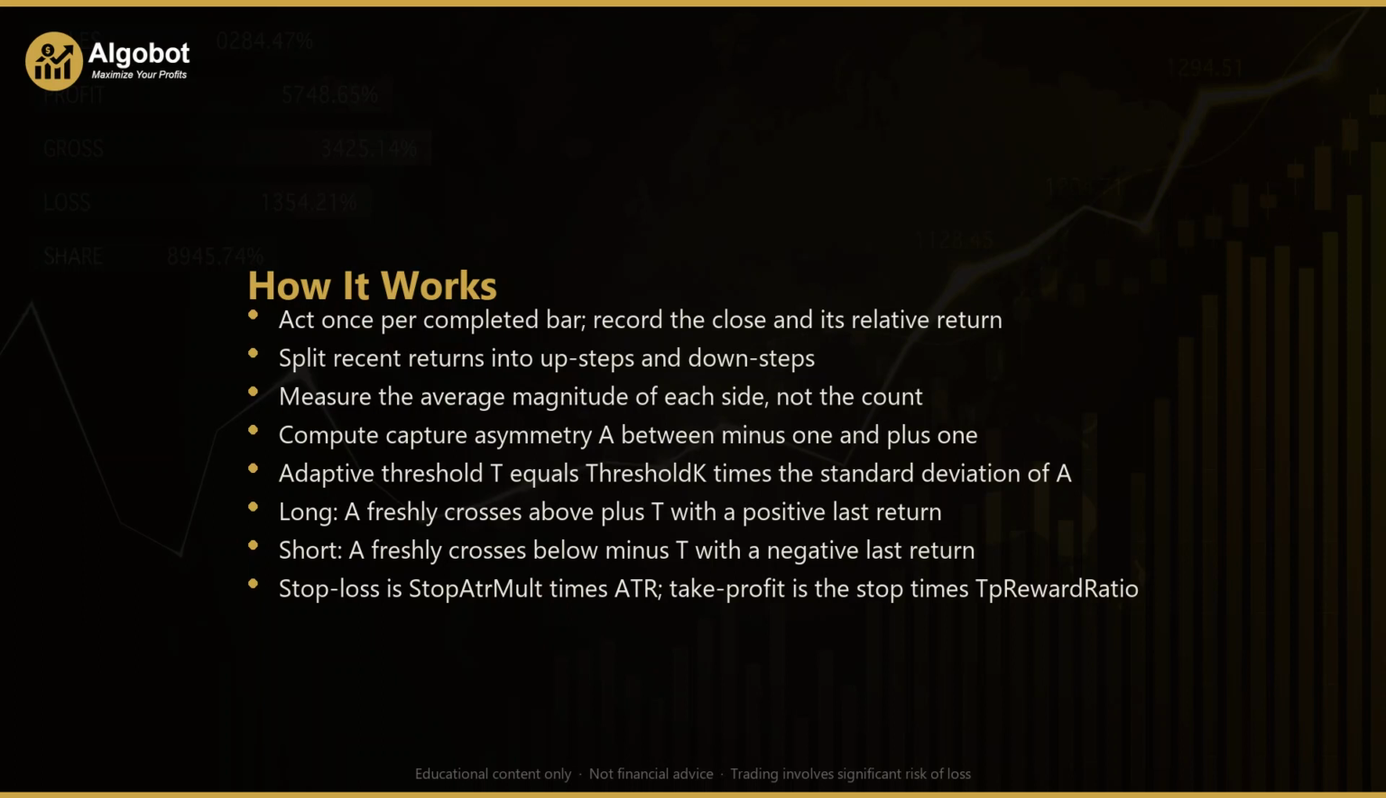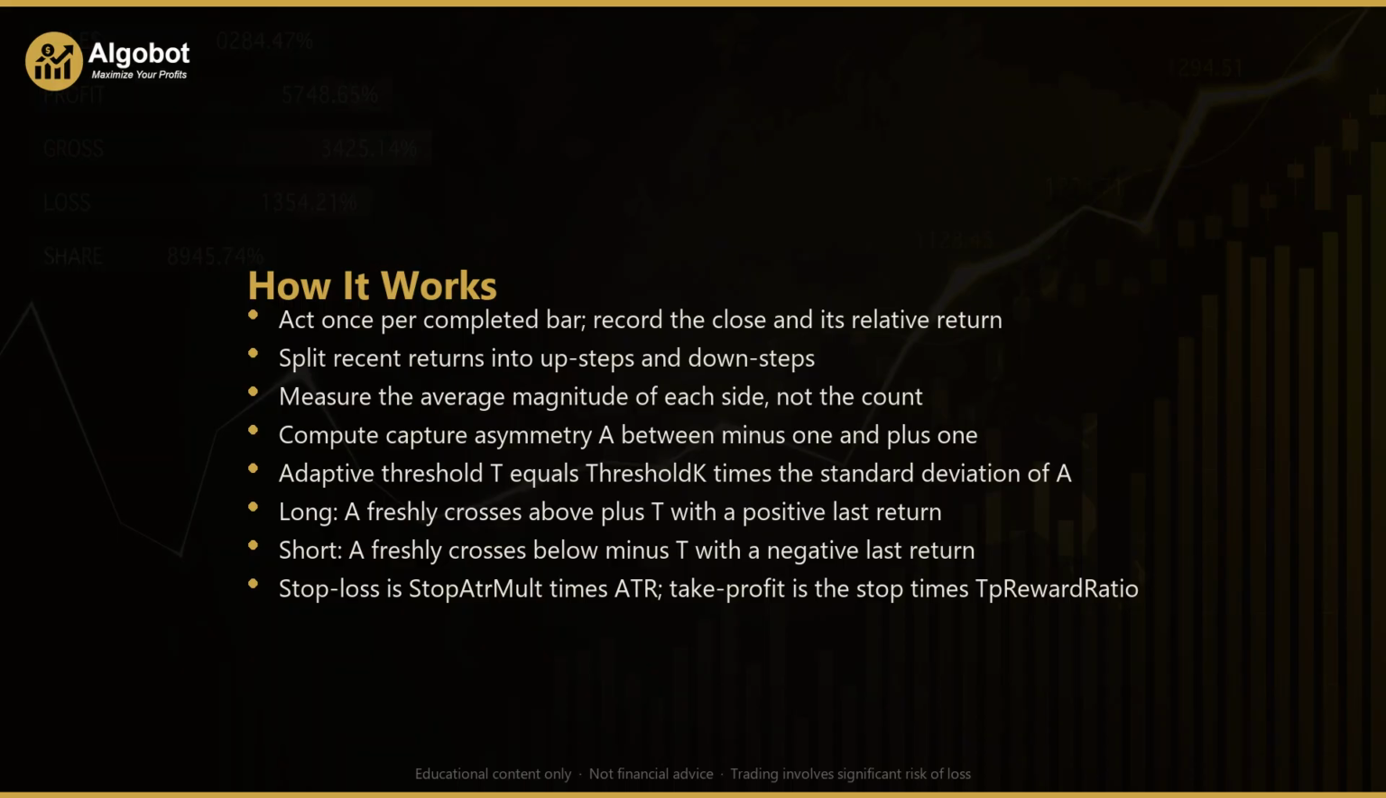The strategy works on a single symbol and a single time frame, and it only acts once per completed bar, so it ignores the noise inside a forming candle. Each time a bar closes, the strategy records its closing price and calculates the relative return, that is, the percentage change from the previous close. From those returns, it builds its core measurement. Over a look-back window, 30 bars by default, it separates the returns into two groups, the positive ones and the negative ones. Then, and this is the key idea, it does not count how many are in each group.